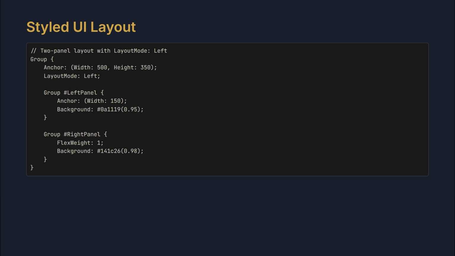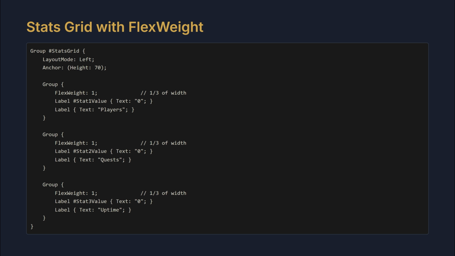And I define group right panel, which gets the property flex weight equals 1, which just means we have 500 pixels width in our group container, and left panel takes 150 pixels. Right panel should take the remaining 350 pixels. It comes, I think, from Flexbox and CSS styling, so it should be familiar for web developers. So that is basically our UI.